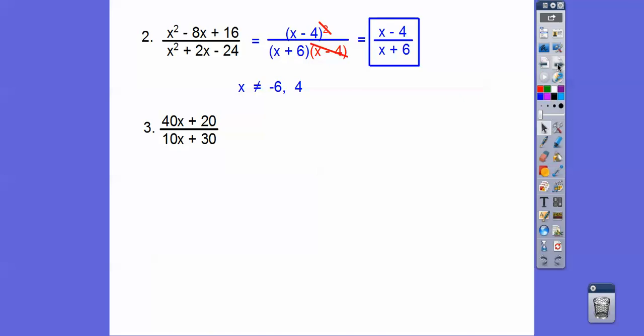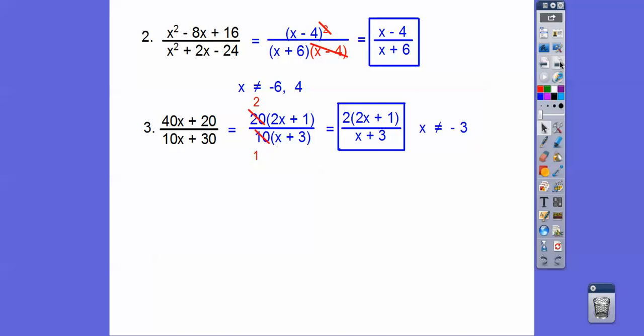All right. Here, let's GCF out a 20 on top and a 10 on bottom. 10 goes into 20 two times, so that's the only thing that reduces. And then remember your excluded values, okay?